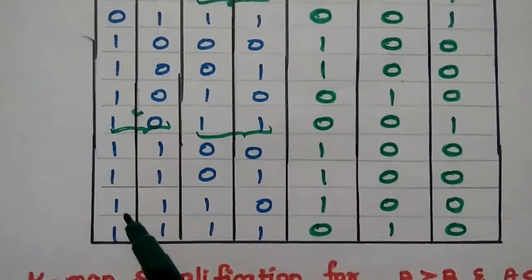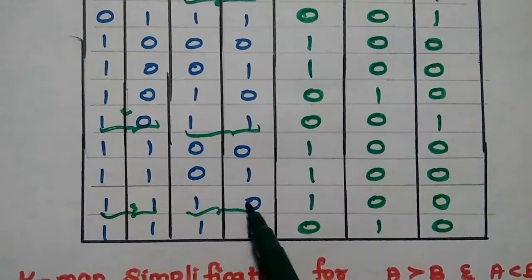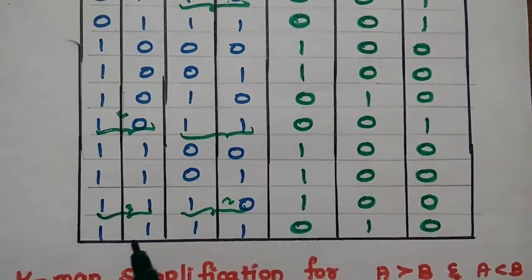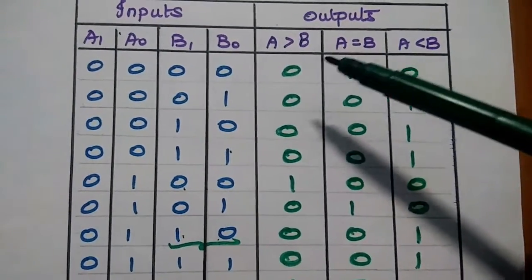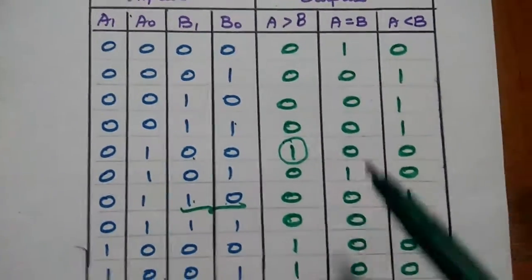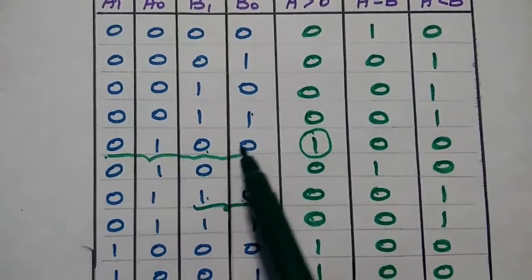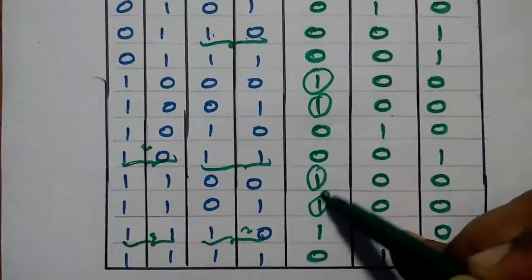Next 1, 1, 1, 0. Again A is greater. Because 1, 1 means what? It is 3. Here 1, 0 means it is 2. So 3 is greater than 2. So 1 here. 1, 1, 1, 1 means both are equal. So now we have obtained the possibilities for each output. So here is the possible output for A greater than B for this combination.